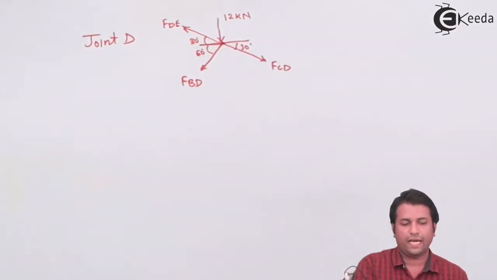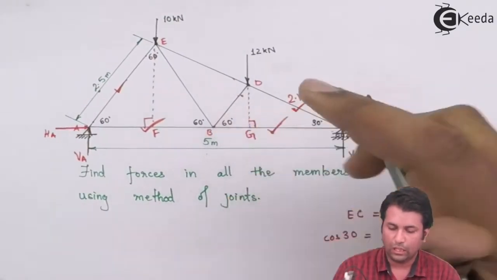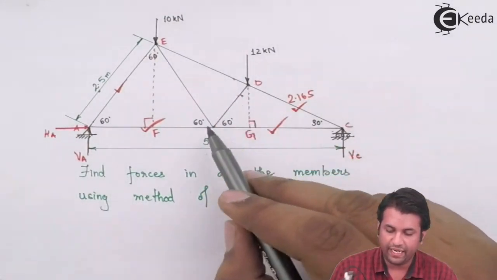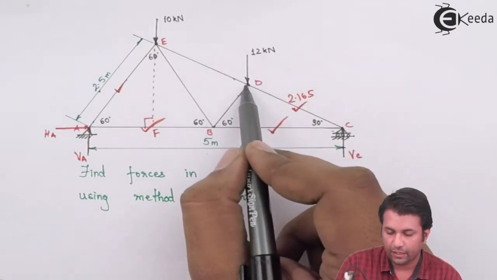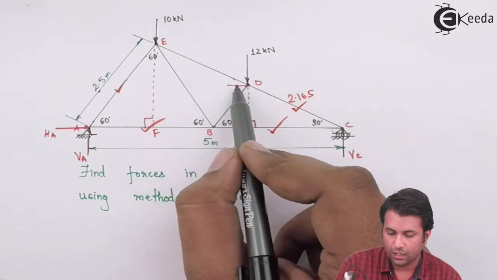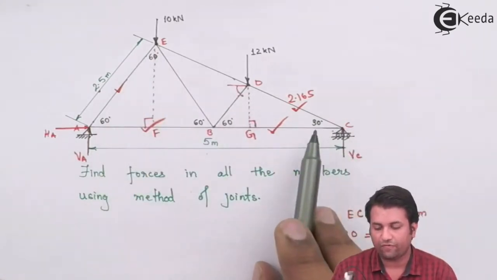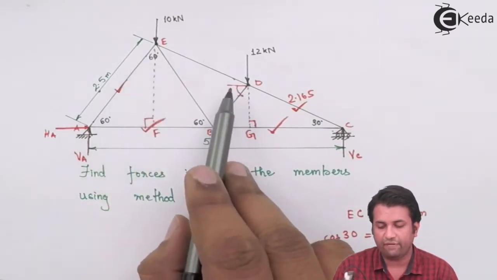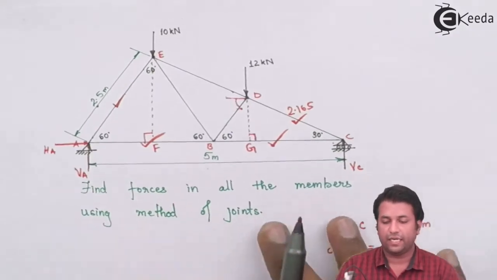Now, to find out the angles, it is very simple. The force BD is making an angle of 60 degrees with the horizontal. So if I draw a horizontal line over here, the angle would be 60 degrees. And since this line is making an angle of 30 degrees, the force DE will be inclined at 30 degrees, and similarly the force CD also will be inclined at 30 degrees.